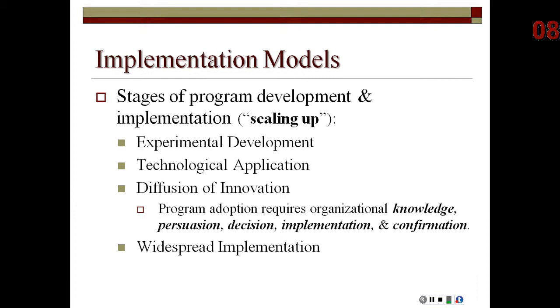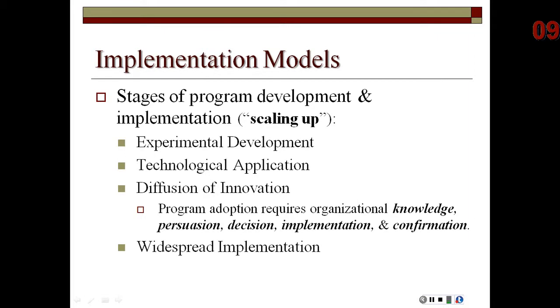So now let's talk about the stages of implementation, or the stages of sort of creating a program, creating an intervention program. And so it says scaling up here because at each various step, the program sort of gets scaled up. It gets a little bit larger. So experimental development is, as I mentioned earlier, creating a program under ideal conditions. And understanding if we do A, then B will happen, right? So it's understanding that cause and effect. And so in that stage, we identify if certain factors influence other factors, right?